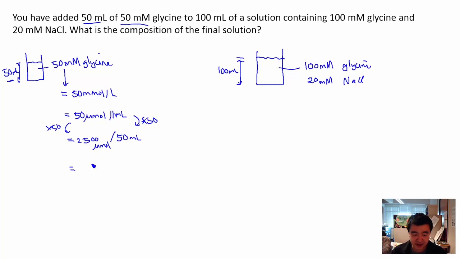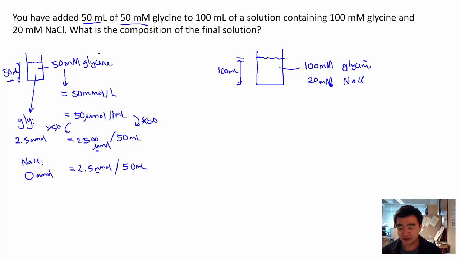And just to make this a bit nicer, let's convert it into a milli. So this would be 2.5 millimoles. All we've done is converted this micro to a milli. We haven't done any conversions over here, so let's keep that as 50 mils. So in here, the amount of glycine floating around is 2.5 millimoles of glycine. The amount of sodium chloride floating around is nothing.